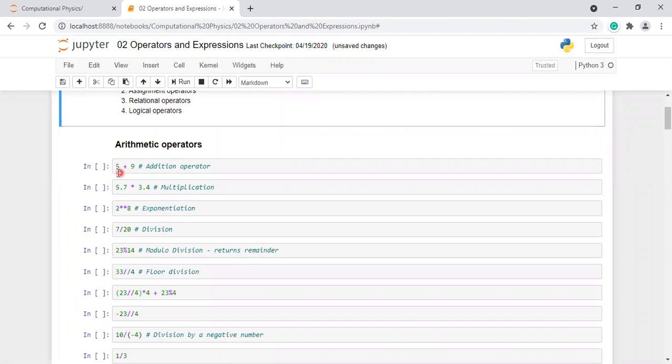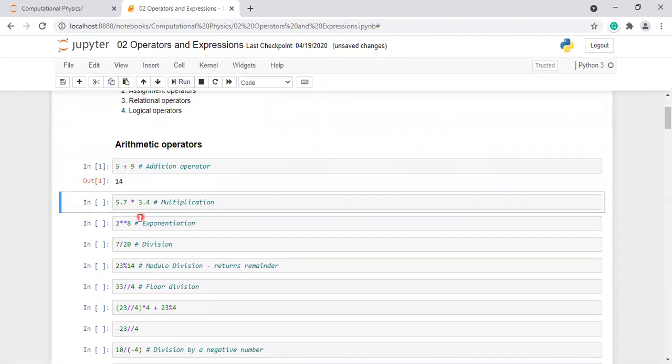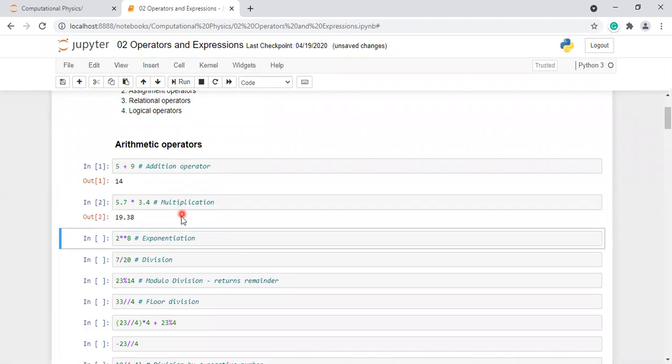So for example, the addition operator, 5 plus 9. When I run this cell, the answer would be 14. This is simple addition operator. And this asterisk sign, the star sign, is the multiplication operator. So 5.7 multiplied by 3.7 will get the output 19.38.